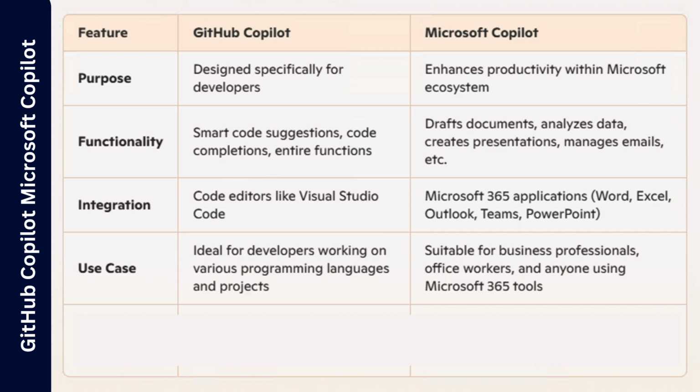Use case: GitHub Copilot is ideal for developers working on various programming languages and projects, helping them streamline their coding process and improve efficiency. Microsoft Copilot is suited for business professionals, office workers, and anyone using Microsoft 365 tools, helping them manage their daily tasks and improve collaboration.